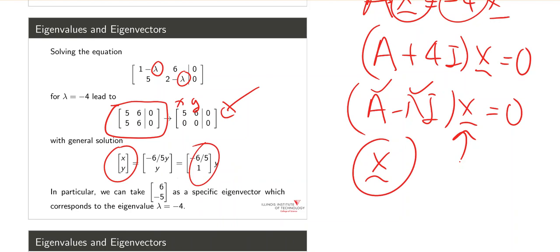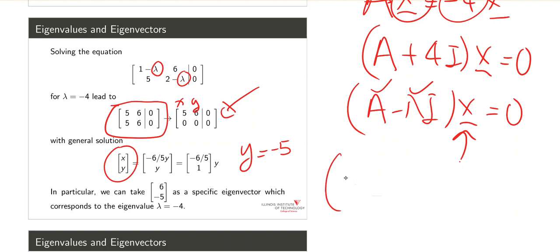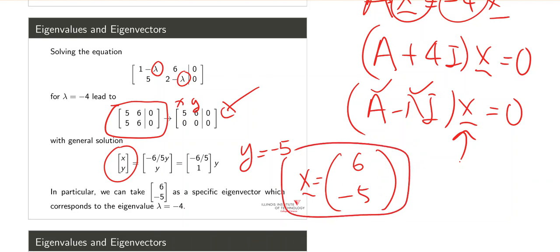Nobody likes fractions, right? Fraction is such a loser. So you can take y equals, let's say, 5 or -5. Let's take y equal to -5. So you have 6 here and -5 here. Let's just choose this as our eigenvector.